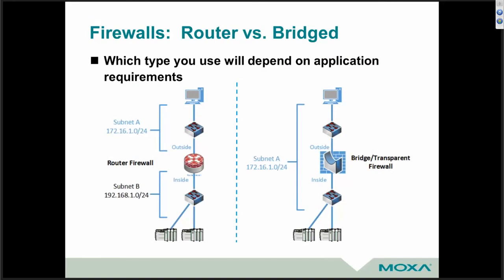So there's a couple of different types of firewall. One of them is called a router firewall, and the other one is bridged, and which type you choose will really depend on your application requirements. If we look on the left-hand side, on a router firewall, you have two different subnets on each interface, an outside or public-facing and the inside. Contrast that with a bridge firewall, which has a single subnet that spans both. This single subnet, we find more and more in industrial control systems that are designed based on flat layer 2 networks.